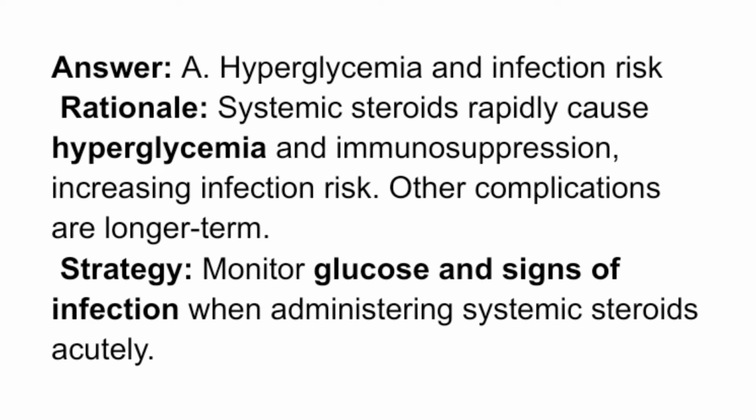Answer: A. Hyperglycemia and infection risk. Rationale: systemic steroids rapidly cause hyperglycemia and immunosuppression, increasing infection risk. Other complications are longer term. Strategy: monitor glucose and signs of infection when administering systemic steroids acutely.